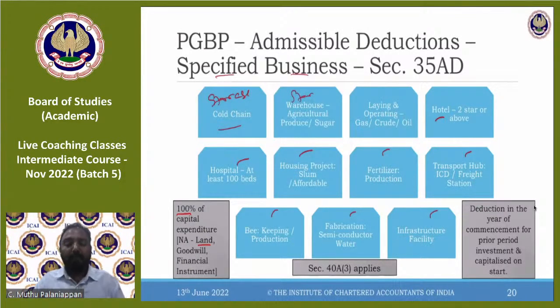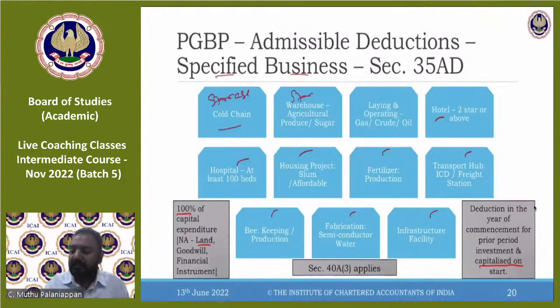And when you say preliminary expenditure, that is prior period, before commencement, if you have incurred something, it can still be claimed as the deduction in the year of commencement if it is capitalized on that particular date. If your business is commencing on 1st April 2021, you have invested in an asset in 2018, but the capitalization date of that asset is 1st April 2021, same as your commencement date, then it is eligible. So deduction in the year of commencement. So you can claim deduction in the year of commencement for investments made in the prior period, if it is capitalized on the start date, that is commencement date. So if it is happening there, that is eligible.